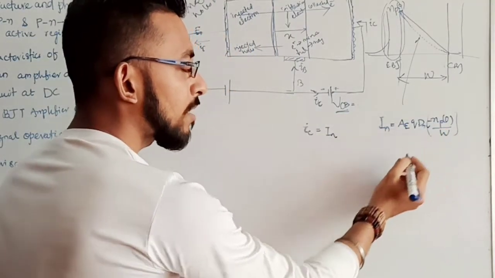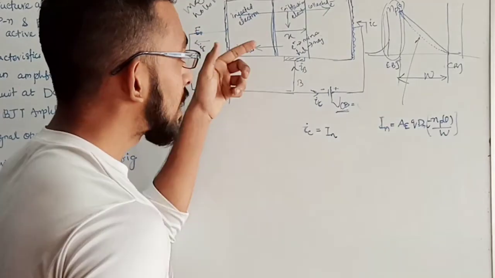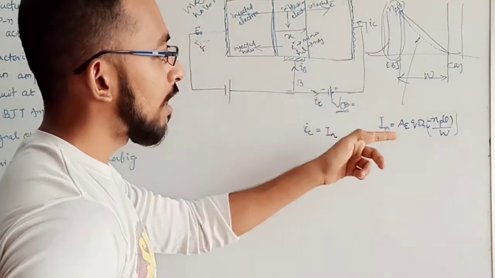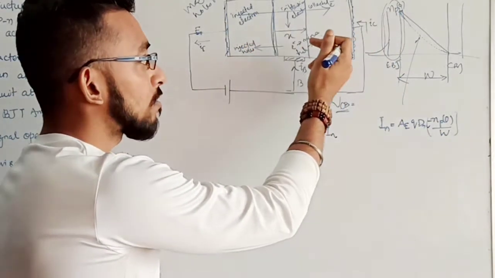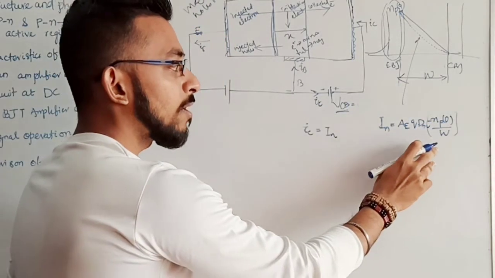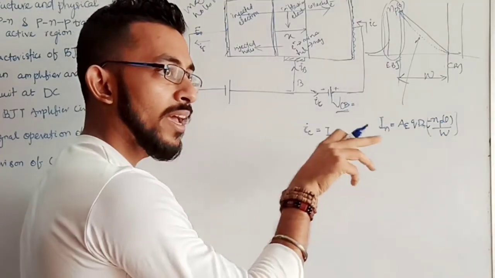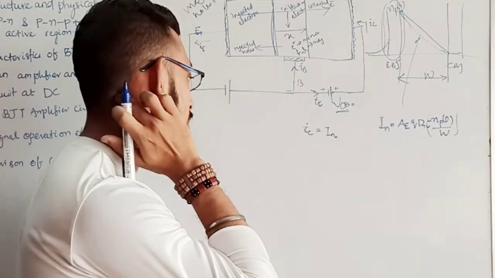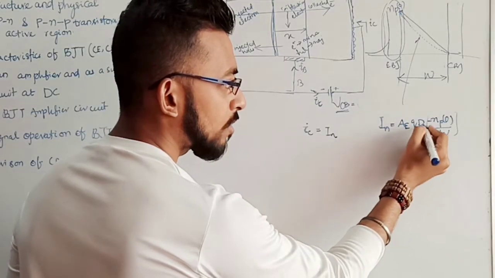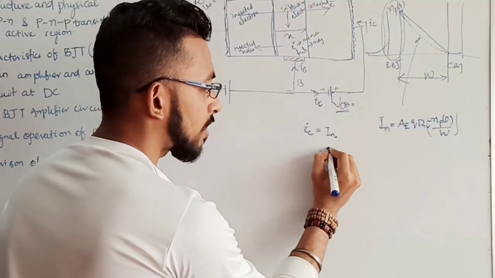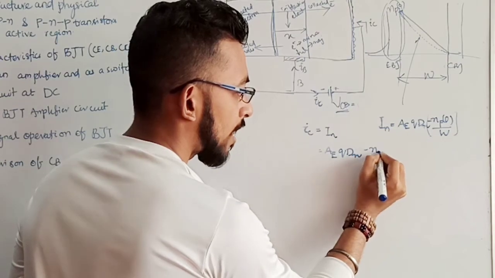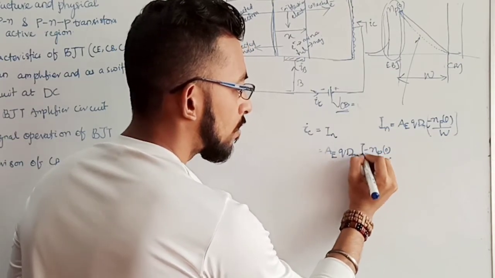Why is this negative sign coming? As our X is from left to right, our current will flow in the opposite direction, opposite to the X direction. That's why there is a negative sign, minus NP naught. If we write the positive sign, it means our X and our current are both in the same direction. So what will be our IC? IC equal to IN, which is also A E Q D N times NP naught upon W.